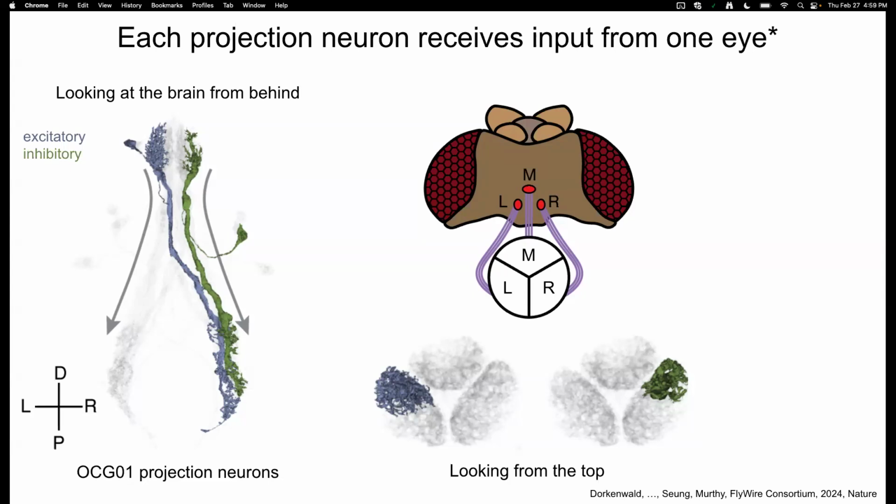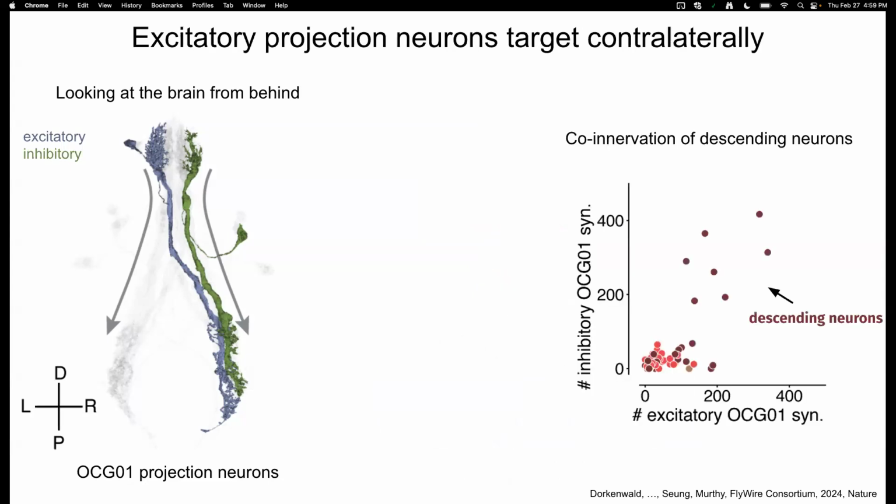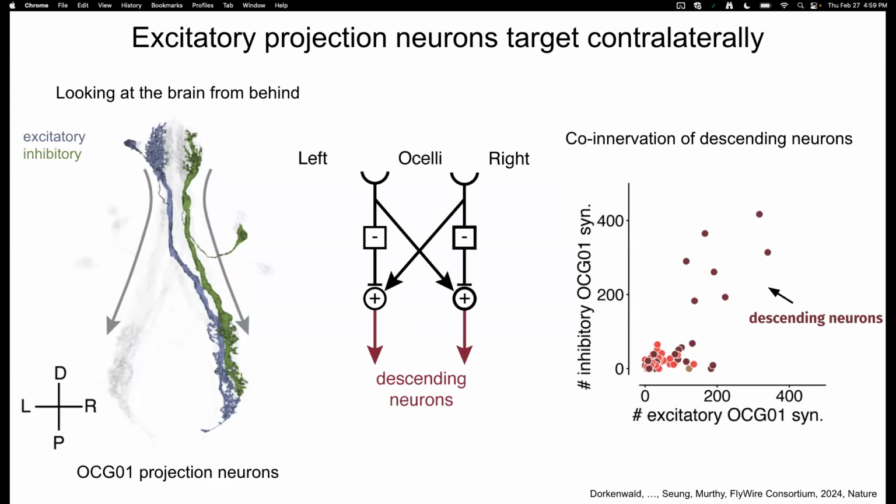So now the question is, do they target the same downstream neurons? And the answer is they do. So here on the x-axis, I'm showing you the excitatory number of synapses on any downstream target as a dot. And on the y-axis, the number of inhibitory synapses onto any downstream target. And you can see that there are a group of descending neurons that receive strong input from both excitatory and inhibitory projection neurons. And we can summarize this like so, where we have inhibition that stays on the same side and excitation that crosses over to the other side.